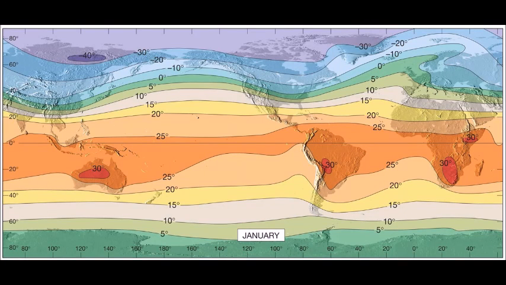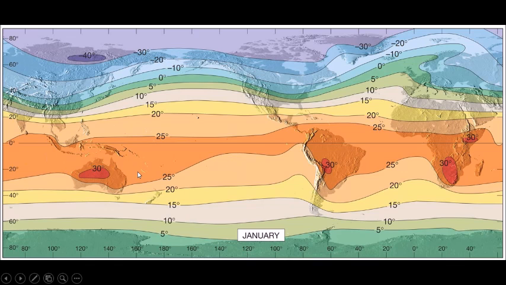This is our global isotherm map, and it shows isolines that measure temperature. Doesn't matter if it's degrees Celsius or degrees Fahrenheit. We can see hotter or warmer temperatures are in the middle of the map, shown in red, and colder temperatures are shown in blue, and we can find those on the top and the bottom of the map.